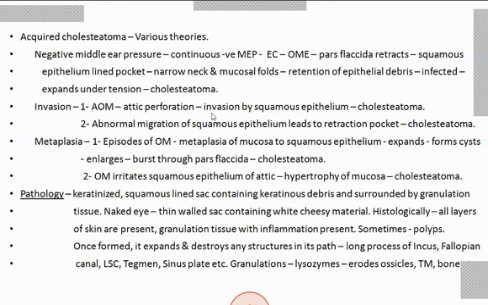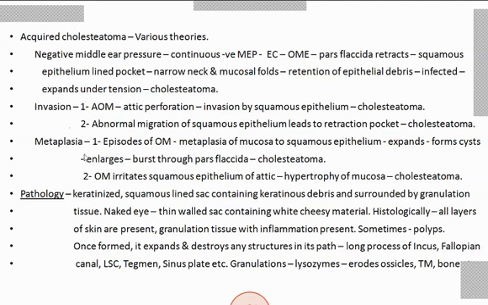Second theory is invasion theory. There are two ways by which invasion of the middle ear by the squamous epithelium will occur. One is secondary to acute otitis media. An attic perforation may occur and invasion of squamous epithelium into the attic region may cause cholesteatoma. Second way by which invasion can occur: abnormal migration of the squamous epithelium will lead to a pressure pocket and cholesteatoma formation.